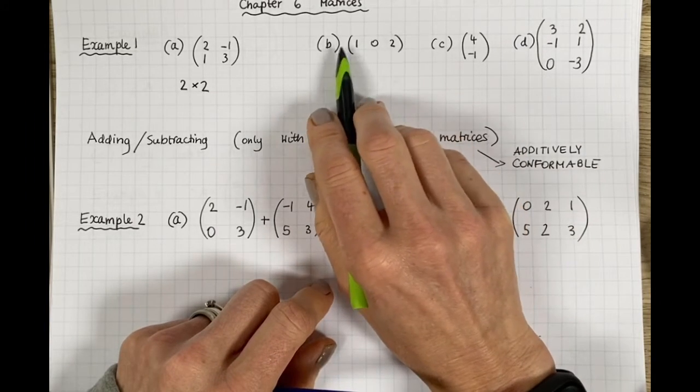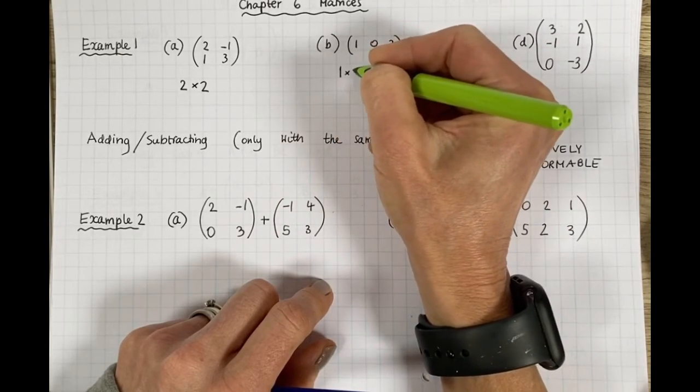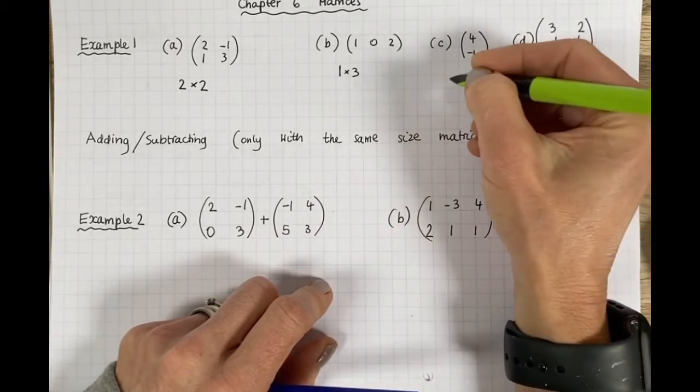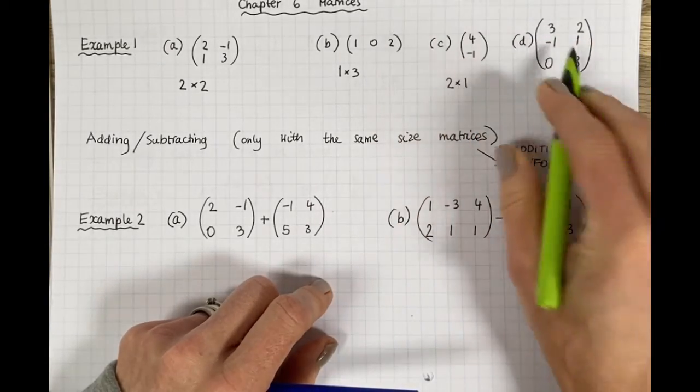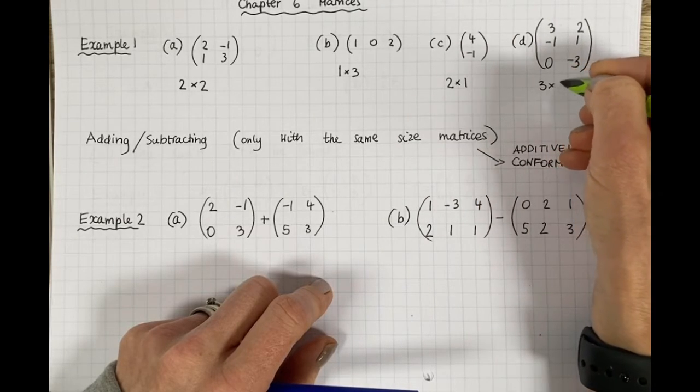This one here, you've got 1 row and 1, 2, 3 columns, so the size is 1 by 3. This one, 2 rows and 1 column, so it's 2 by 1. And this one, 1, 2, 3 by 2, so it's 3 by 2.